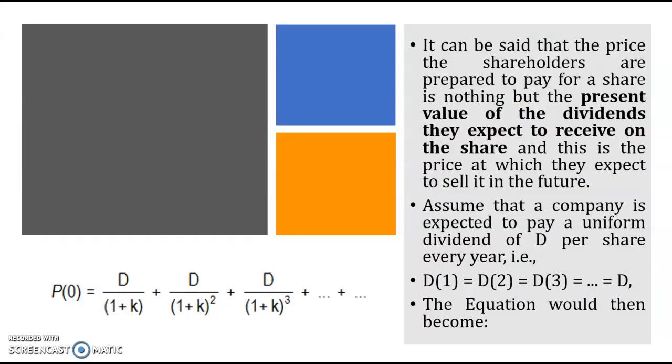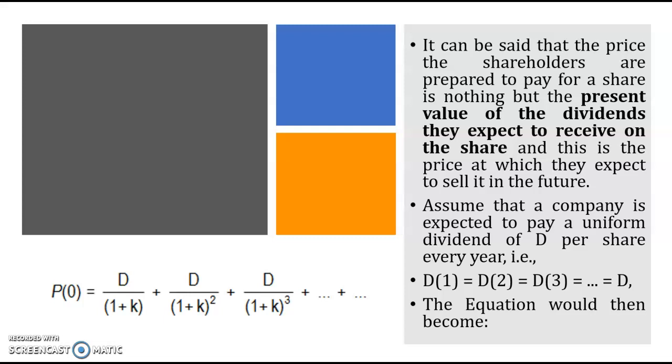So it can be said that the price the shareholders are prepared to pay for a share is nothing but the present value of the dividends they expect to receive on the share, and the price at which they expect to sell it in the future. It can be well understood now that whatever the shareholders are ready to pay for a share is actually the present value of the dividends they are expecting in future.